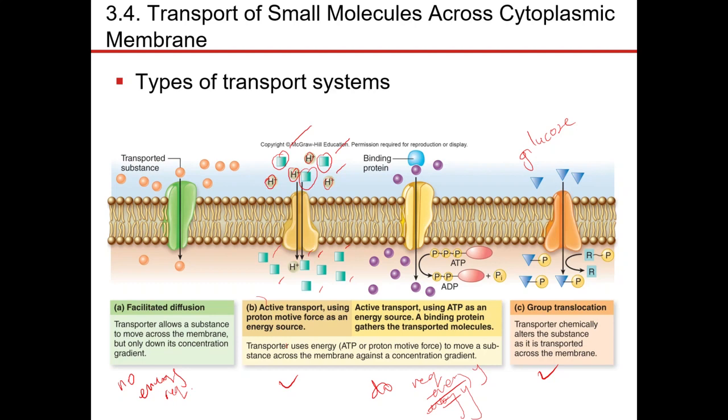trapped inside the cell. So this is the cell's method of basically saving for a rainy day. While there are glucose molecules on the outside, you take them in as much as you can, and then you quickly modify them. You change them chemically such that now these molecules are trapped inside the cell and they can no longer leave the cell, which is a clever mechanism.